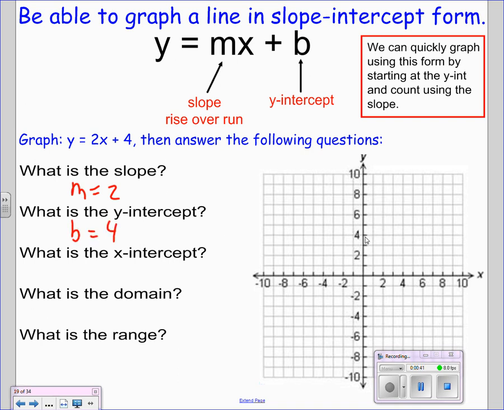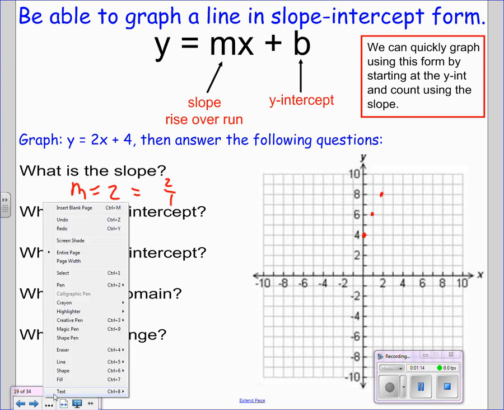So on our graph, let's first put a dot on 4 on the y-axis, because that's where our y-intercept should always be. And then use the slope. When it's 2, it's technically 2 over 1. So you rise up 2, so 1, 2, and you go 1 to the right to produce another dot. All it takes is 2 dots, but let's keep going to practice. Up 2, over 1. And then you connect the dots with a straight edge to produce a line.